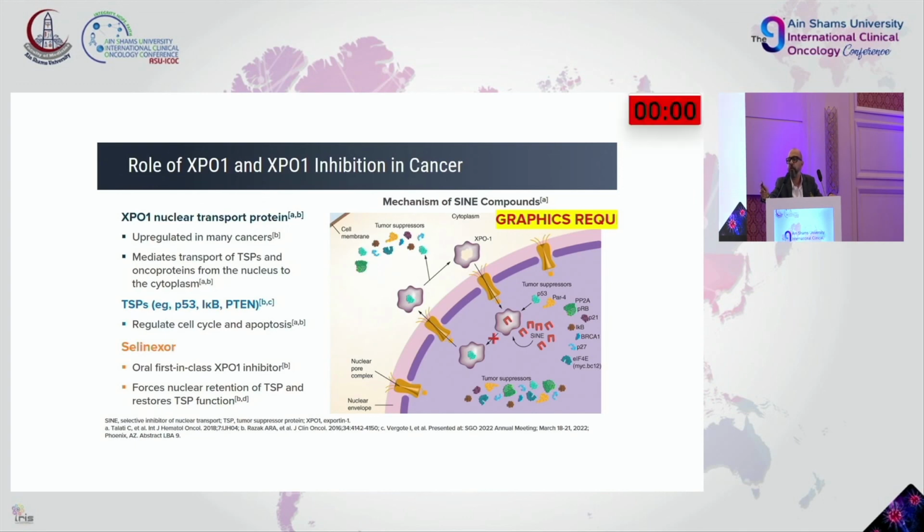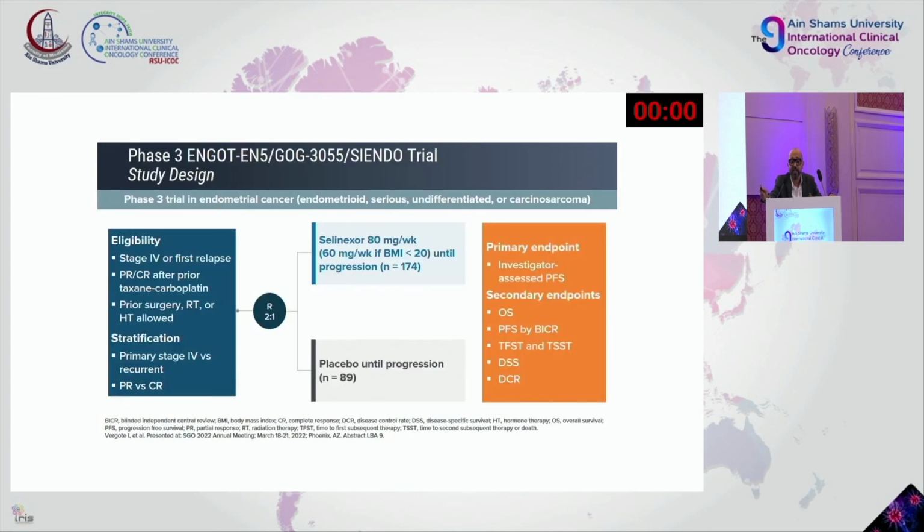For the first time, we are talking about maintenance treatment in endometrial cancer through inhibition of XPO1, which is a nuclear transport protein upregulated in many cancers and mediates transport of tumor suppressor proteins and oncoproteins from the nucleus to the cytoplasm. And here we have the SIENDO trial, which is a very important trial. Patients who are in stage 4 or first relapse and have achieved a partial response or complete response after prior taxanes and carboplatin are randomized 2-to-1 to receive selinexor 80 milligram oral every week, 60 milligram per week if body mass index is less than 20, until progression versus placebo.